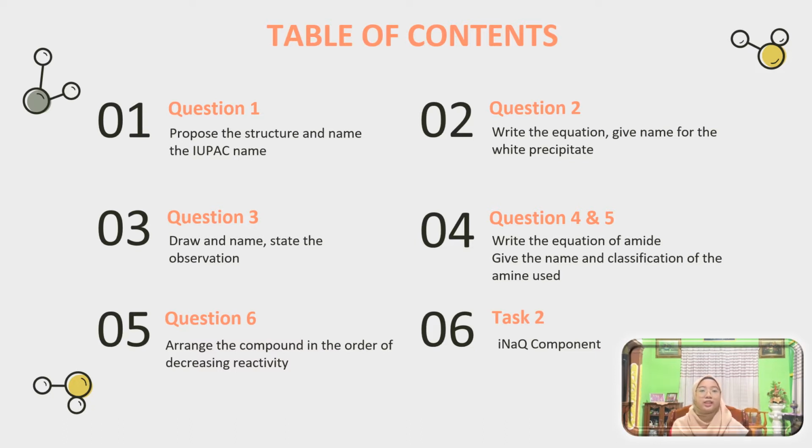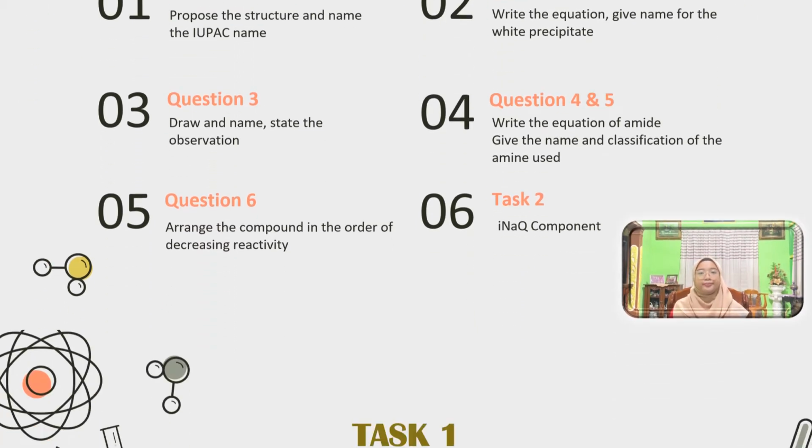The third question is we need to draw a name and also state the observation. And for the fourth and fifth questions, we need to write the equation of amide, and give the name and classification of the amine used. And the last one is question 6, we need to arrange the compounds in the order of decreasing reactivity. So the next one is task 2. Task 2 is about the compound in the Quran.